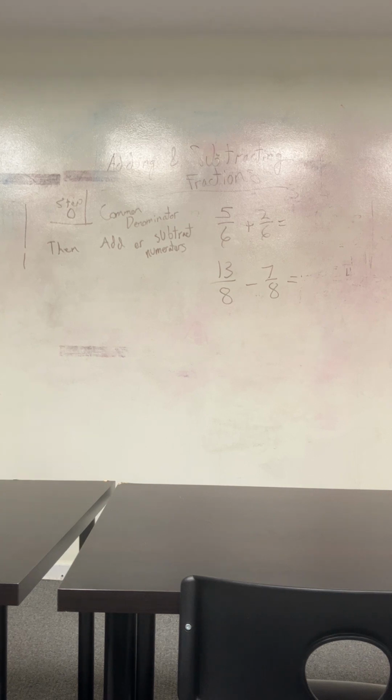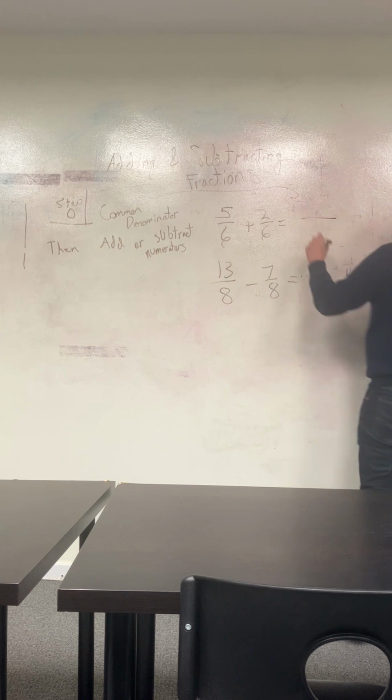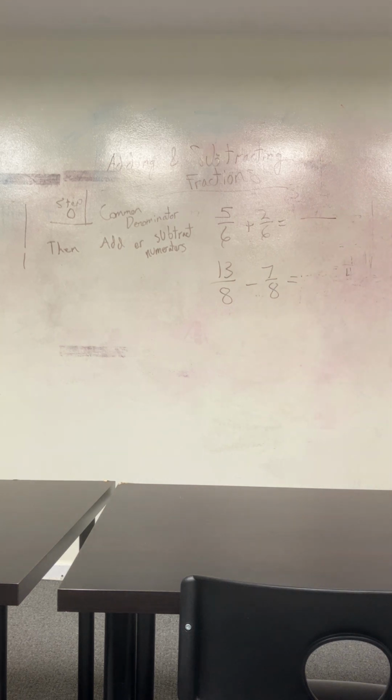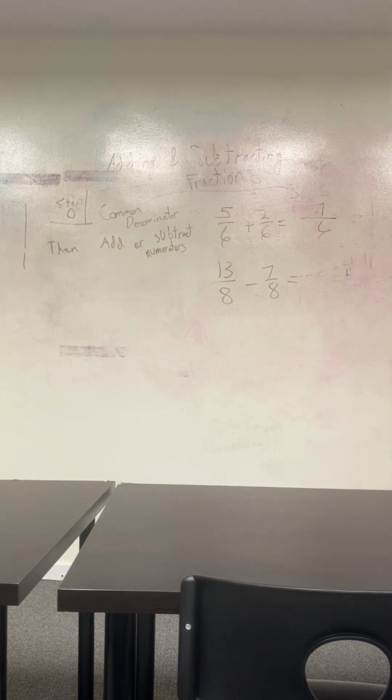Ready? Or need some more time? What do we think this first one is? 7 over 6. Do you agree with that one? Yeah, 7 over 6. Can you simplify? No, you can't. It's gonna be a mixed number. You can make it into a mixed number, but I don't care about that. 7 over 6.